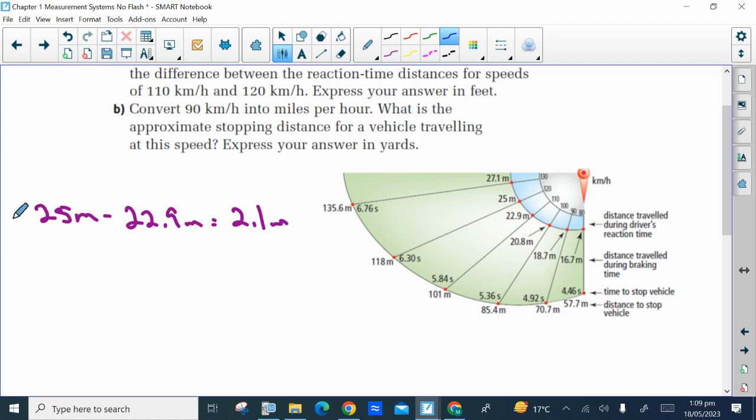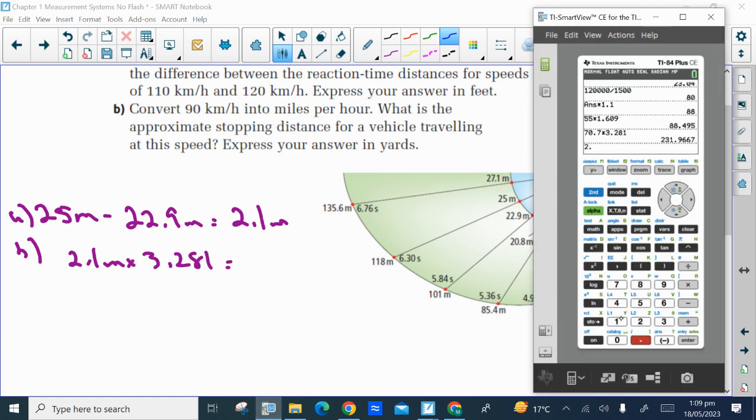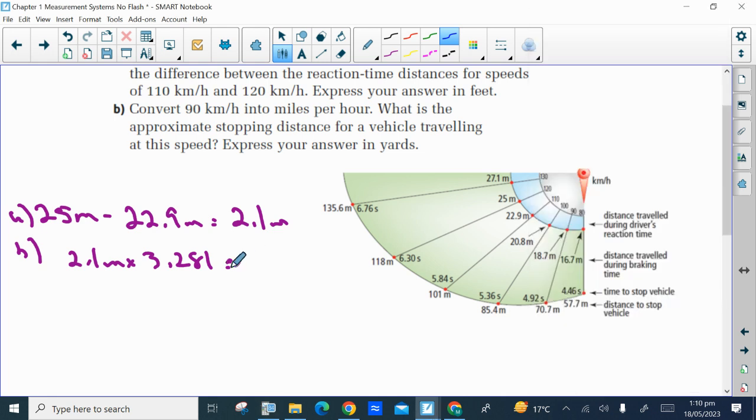And as we saw on the last question, to go from meters to feet, we multiply that by 3.281. Right on the formula sheet is where we find that. So approximately 6.9 feet. That's the difference in the distance traveled during reaction time between those two speeds.